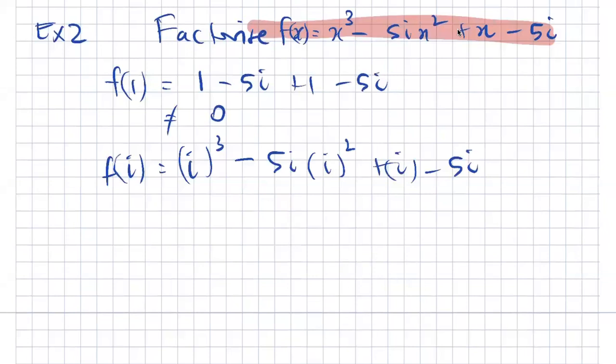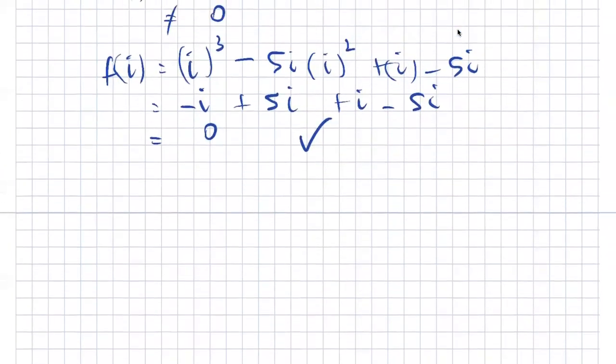So I think I've substituted that correctly, so we can go and work that out. i cubed is -i, and I've got another i cubed. So i times i squared is i cubed, which is -i. So that becomes times -5 is positive 5i. And then I've got plus i and minus 5i. Look at that. Cancel, cancel, cancel. 0. And we have found our first root. So therefore x minus i is a factor.